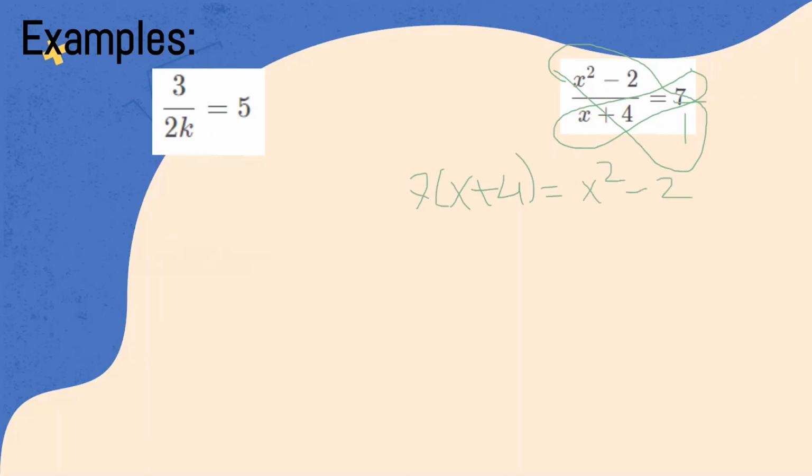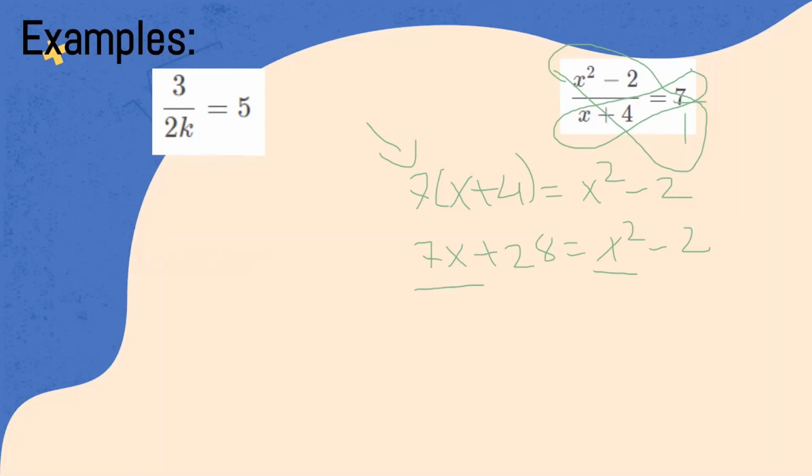So you simplify this side of your equation. 7 times x is 7x, plus 7 times 4, 28. And then you have x squared minus 2. Now you have x all over the place. You have x to the second power, and then you have x in here too.